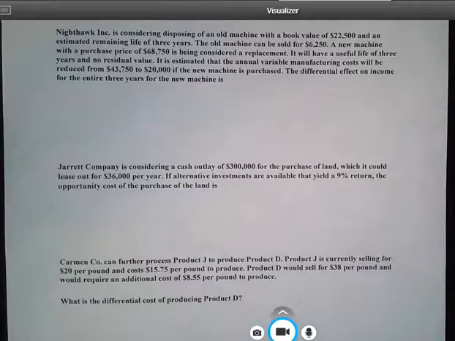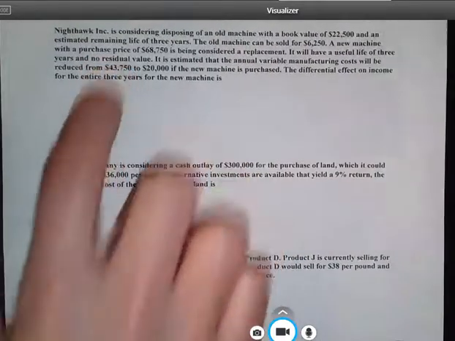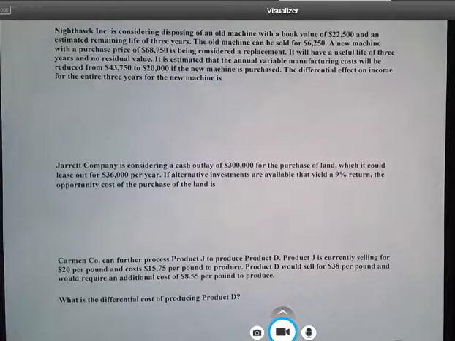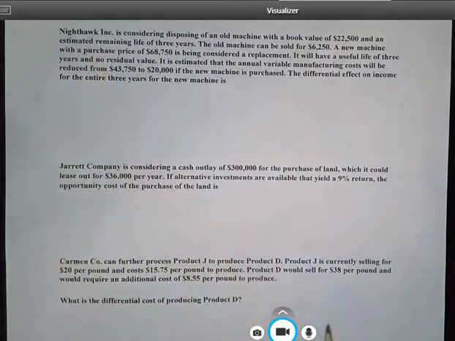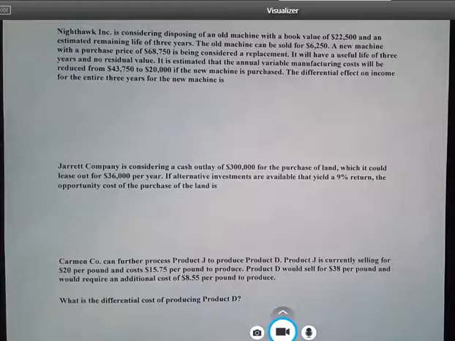All right, let's try to finish up our discussion of differential analysis. And so it looks like we have to start off with a question up here on replacing some machinery. Okay, very good. So it says Nighthawk Incorporated is considering disposing of an old machine with a book value of $22,500 and an estimated remaining life of 3 years.